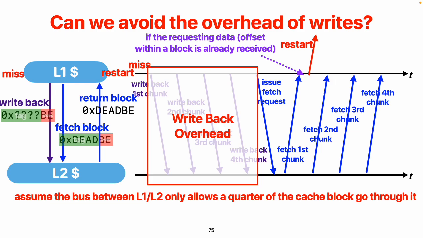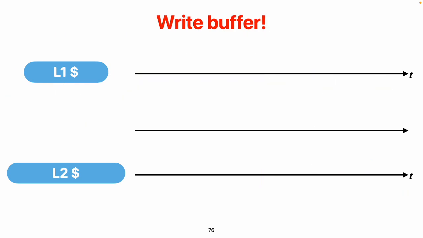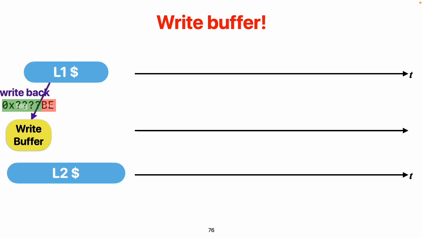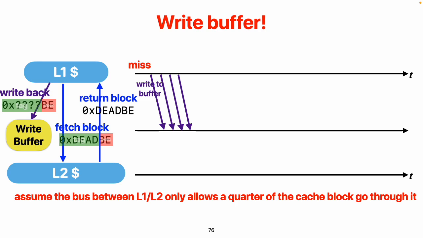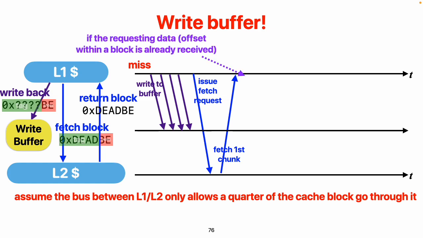If you have taken an operating systems class before, Butler Lampson has a good paper regarding end-to-end system design, and he was talking about, if you can put a buffer, do it. Same thing here: we create a write buffer in between L1 and L2. Whenever we have to write back, instead of writing it directly to the next level, we write to the buffer first, which is fast, and then we can fetch the block. And then you can still apply this critical word first.